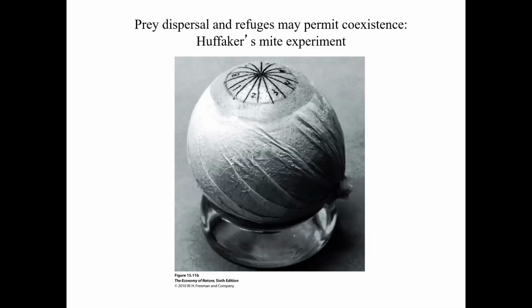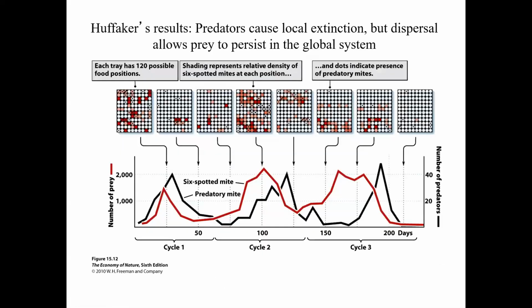So he knew that if he just had the mites on one orange, the predators would drive the prey extinct. So he said, what if I simulate an orange tree? So here's his simulated orange tree. It's actually an array here of 120 possible food positions. Okay, the white spaces are blank.